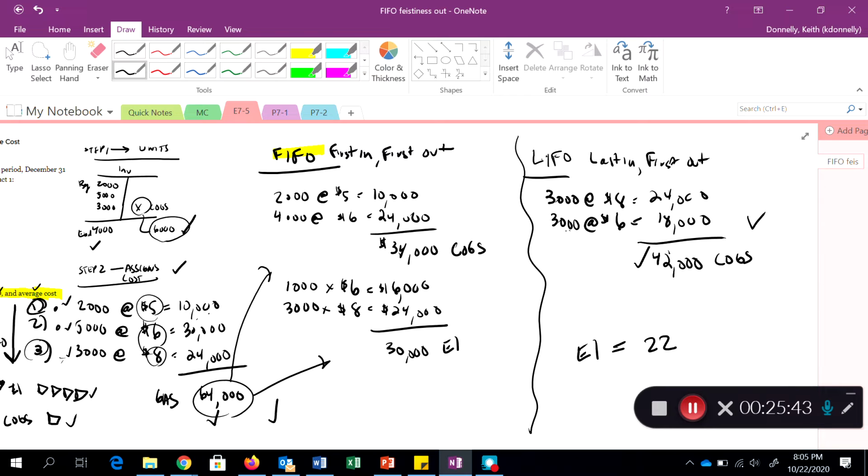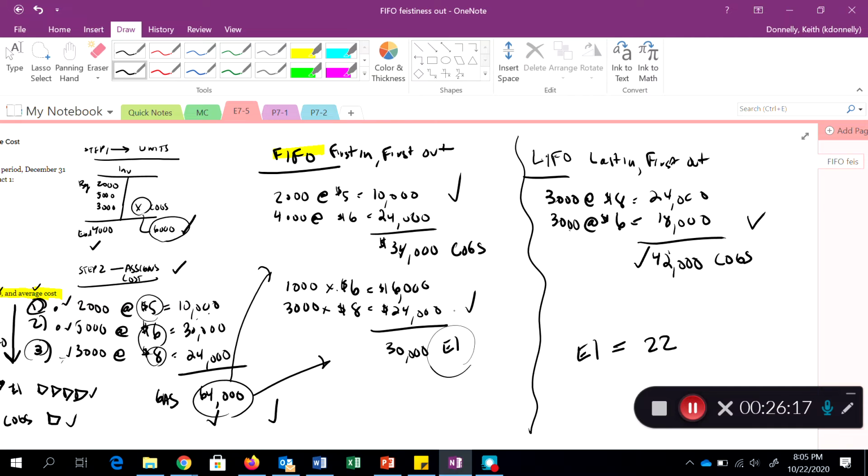Two ways you can skin a cat. If it makes more sense to you to do this way, where you kind of literally work your way through and see what's left over, it's no big deal. The idea, though, is what you have to be careful of on the exam, and where I could trick you, is I could give you these facts and I could say, hey, use FIFO, but please tell me ending inventory for FIFO. So you may go and do this and work your way first in, first out, and solve for cost of goods sold, where I really am asking for ending inventory.